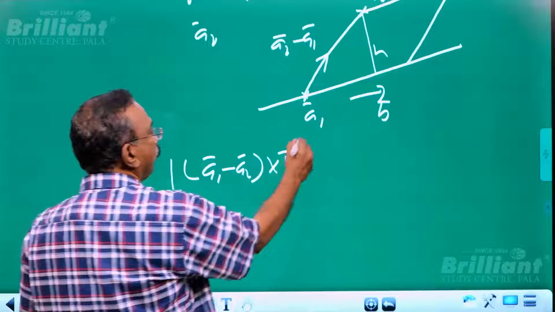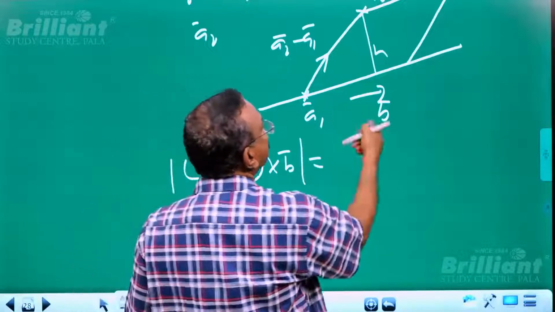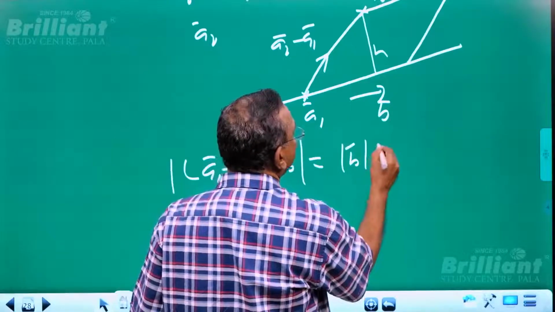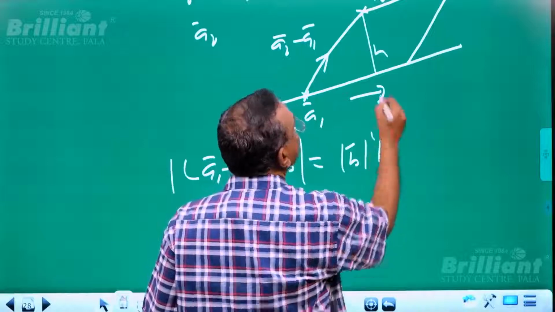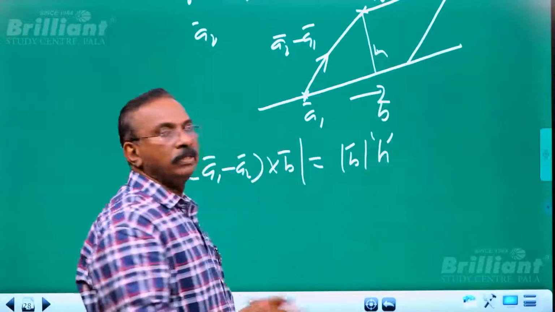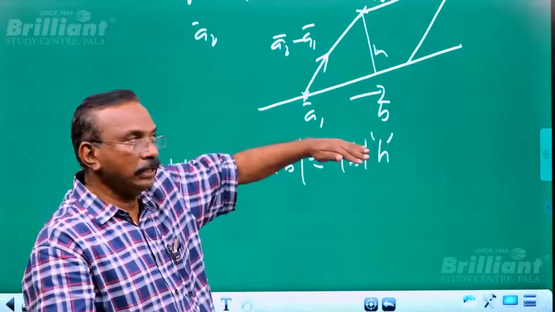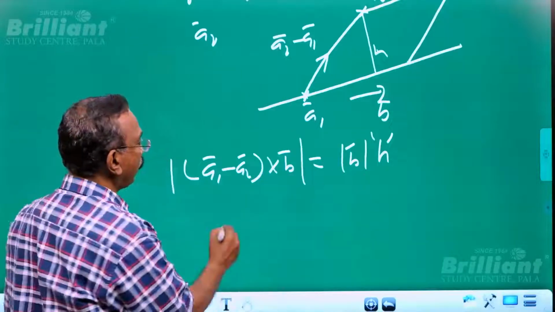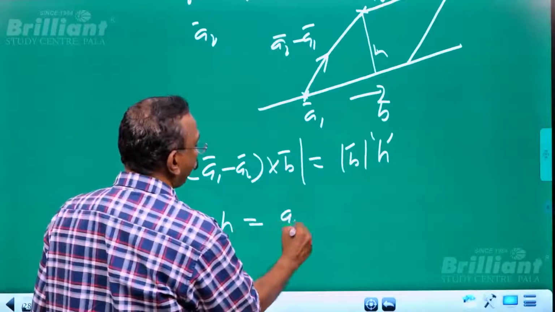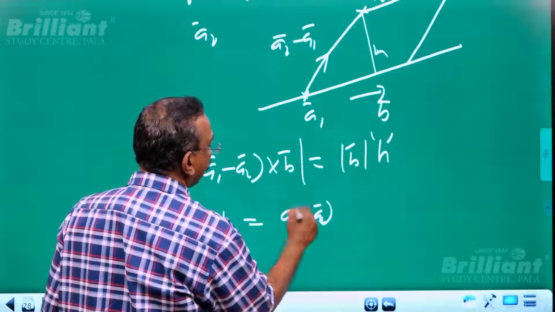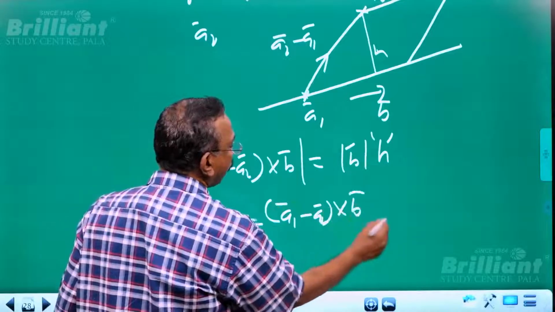And its modulus will be here. And exactly this is mod b into that height h. This is h. That is the area of the parallelogram, side length times height of it. Then you can find h is equal to mod of a1 bar minus a2 bar cross b bar, divided by mod b bar.